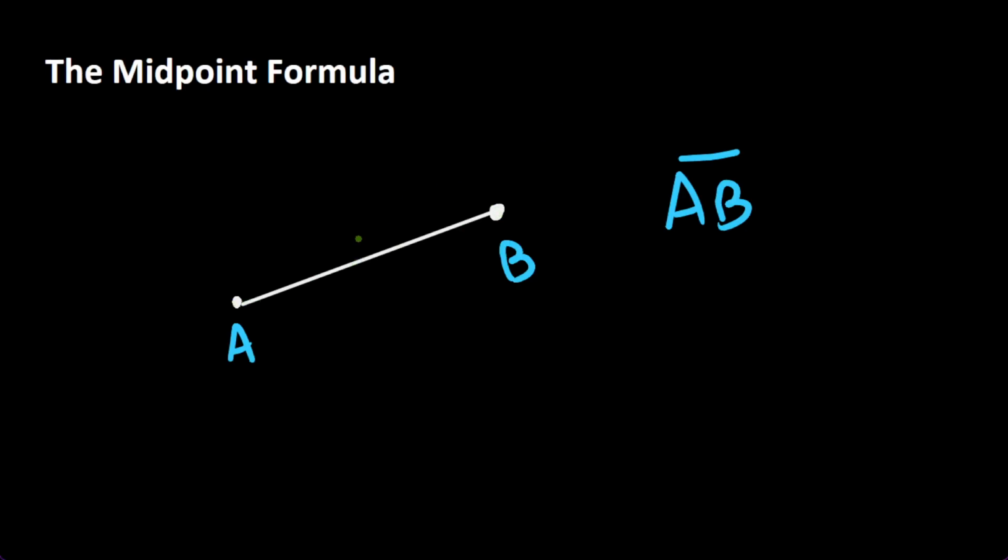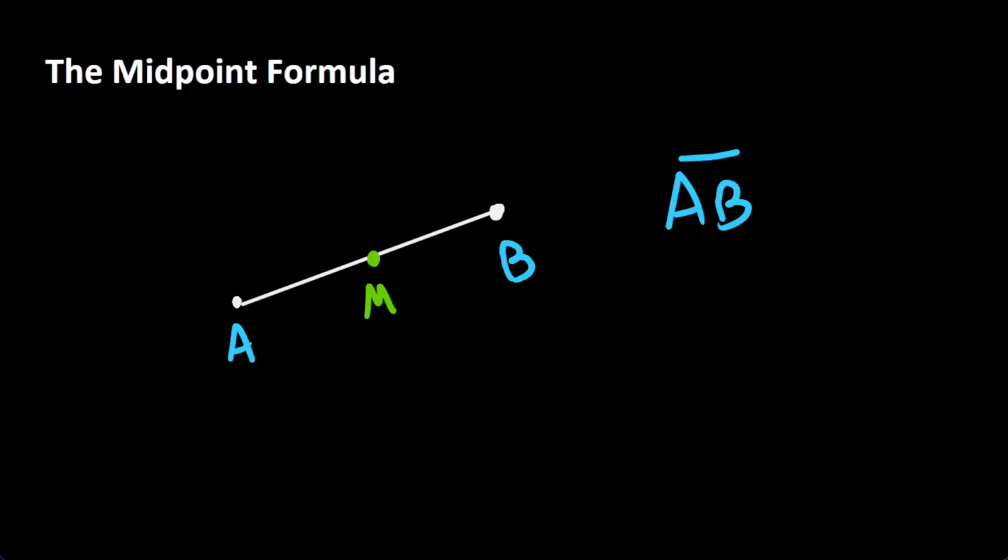and we want to find the midpoint of this line segment. So the midpoint is right here. Let's go ahead and call the midpoint M, M for middle. And the midpoint of a line segment is the point that sits exactly between the two endpoints of the line segment. So that means whatever distance it is from M to B, it is the same distance from M to A. It is exactly in the middle of the line segment.